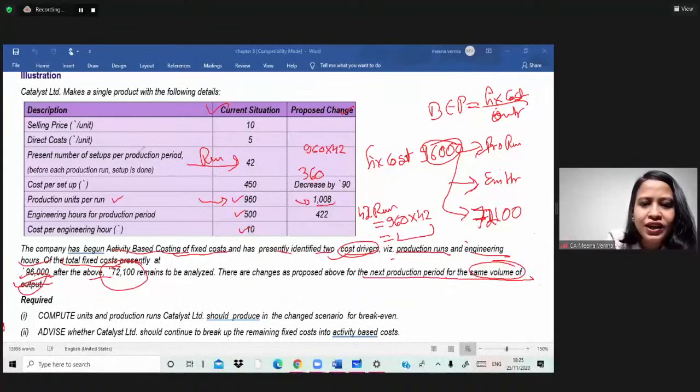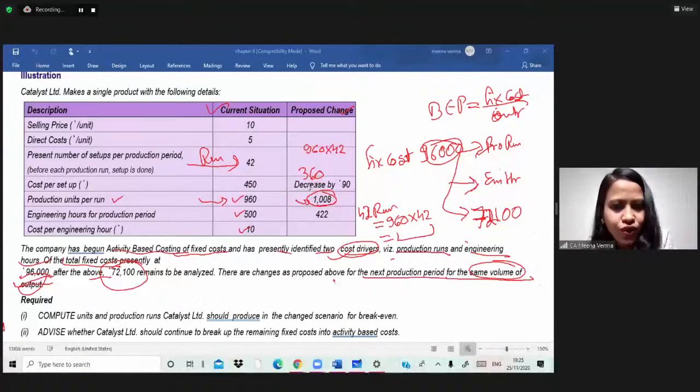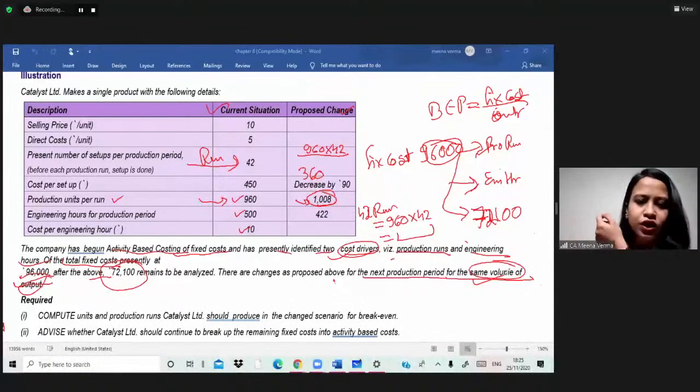Now we have to find, in the proposed system, the number of setups. We know that in one setup we are producing 1008 units in the proposed system. It is mentioned here that in one production run we are producing 1008 units, and it is given in the question that we will produce the same total output. So the total units we will produce is this. We will divide this entire value by 1008. In this way, we will get the number of setups.